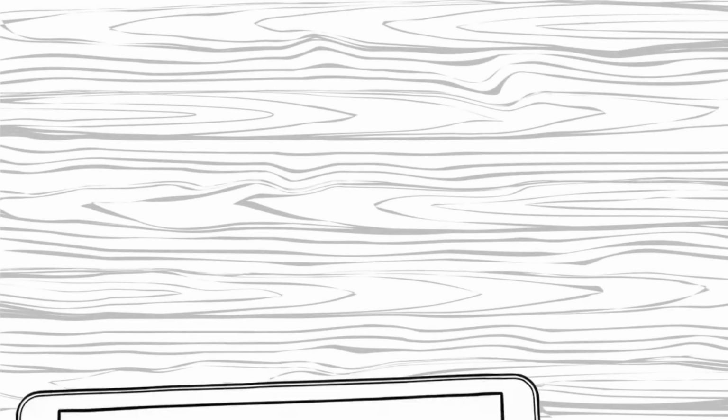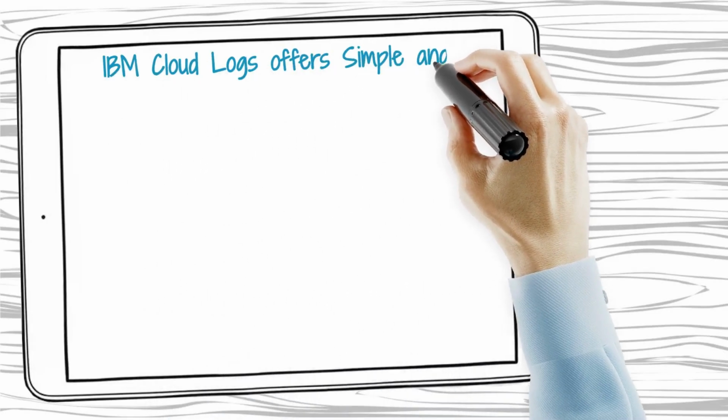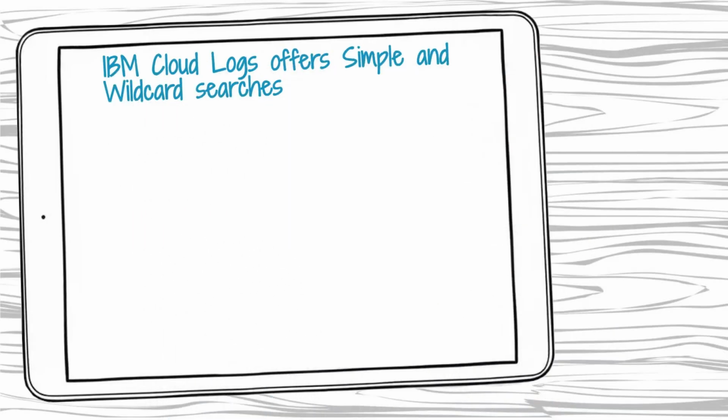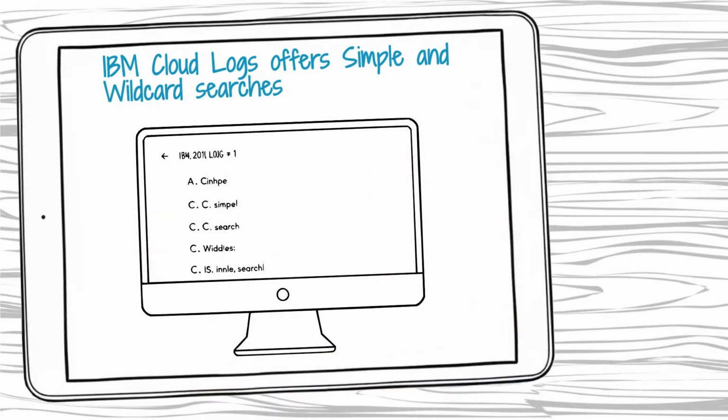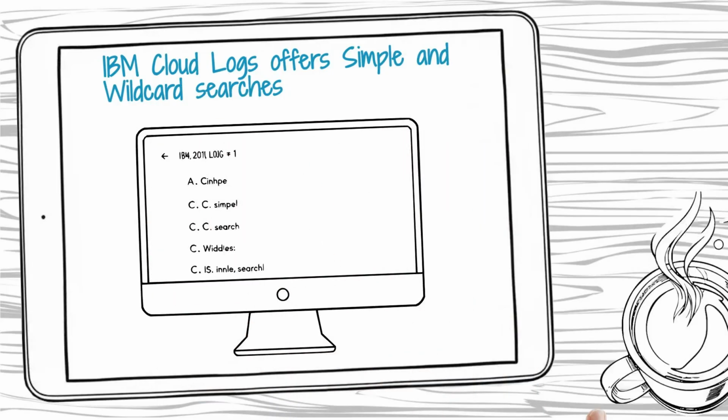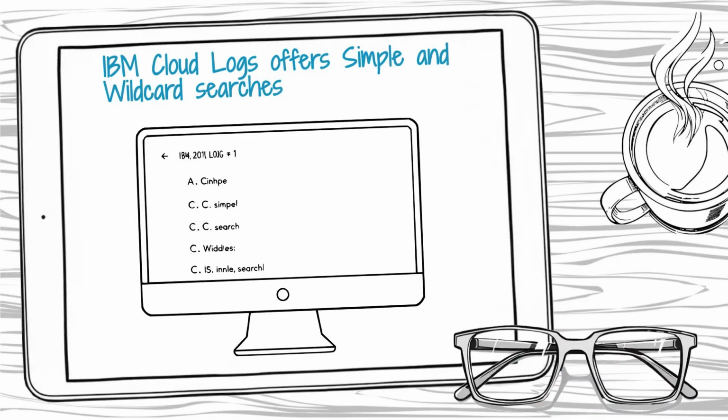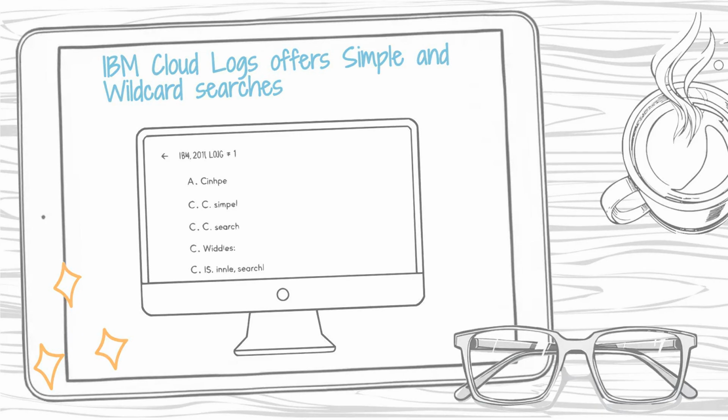The question asks for two search capabilities. While multiple options are technically available in IBM Cloud Logs, A, B, C, D, the correct answer provided in the prompt specifies simple search and wildcard search. These are indeed fundamental and widely used search capabilities within the service.